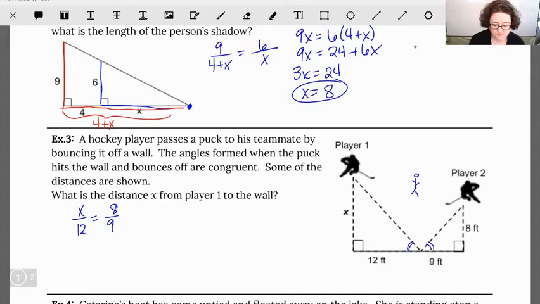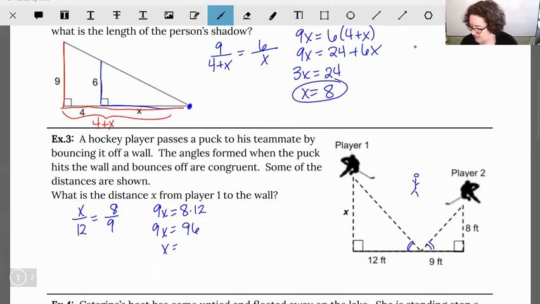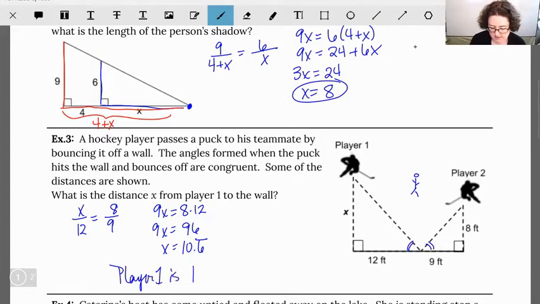Cross multiply and solve. So 9x is going to be whatever 8 times 12 is. 8 times 12 gives us 96. And so divide that out by 9. 96 divided by 9 gives us 10.6 repeating. So that means player one is 10.6 repeating feet from the wall.